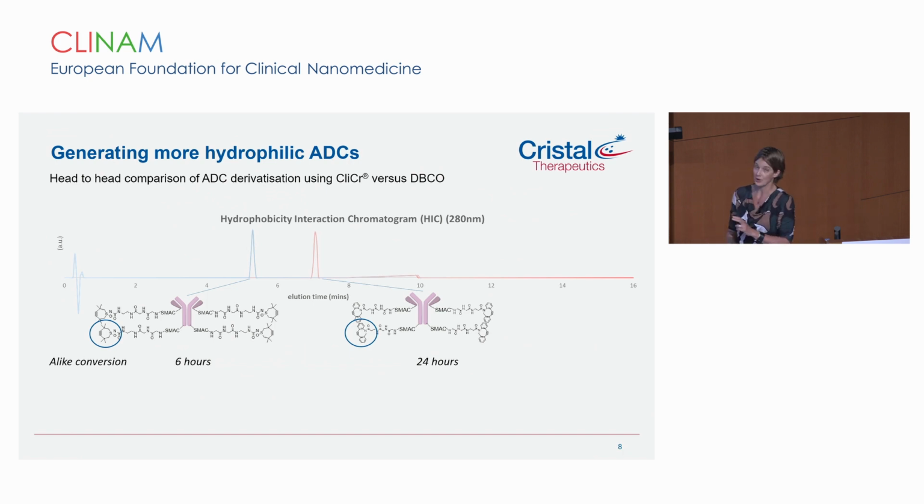And this is just to show you that if you derivatize one antibody with either 4 DBCO molecules, that's on the right side, or with 4 CliCr molecules, and clearly this is not to scale, then you see already in the so-called hydrophobicity interaction chromatography a significant shift in the overall hydrophilicity profile of your ADC generated.